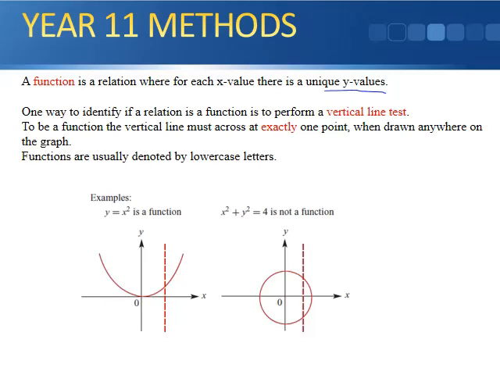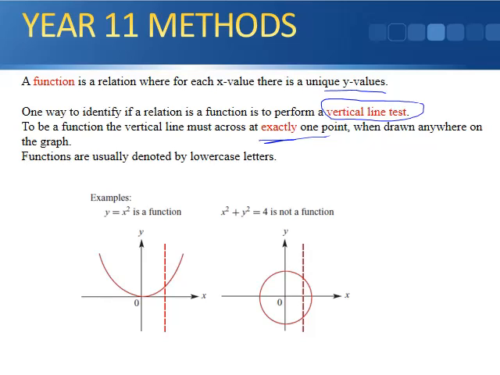One way to identify if a relation is a function is to perform a thing called a vertical line test, and that's all it is. As the name suggests, we just draw a line down the middle, or anywhere actually, and try to cross as many points as we can. To be a function, the vertical line must cross exactly one point when drawn anywhere on the graph. Functions are usually denoted by lowercase letters.